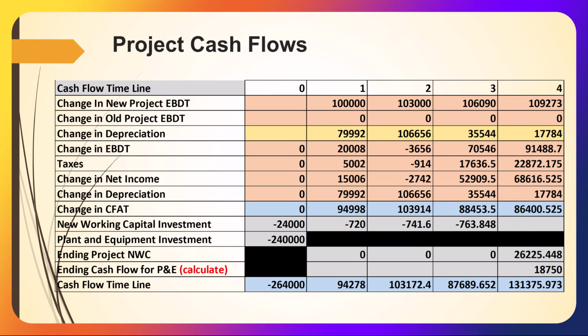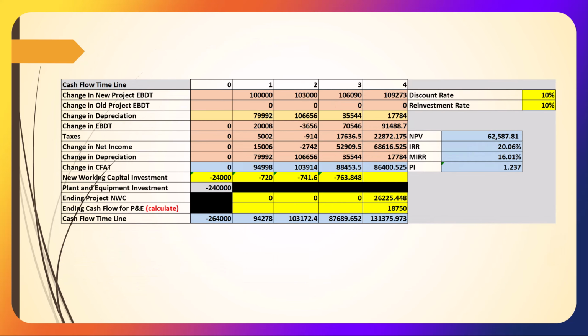Again, in total, here we see how everything flows together. Earnings before taxes, incorporate the change in depreciation. We're going to have to pay taxes. Determine ultimately the change in cash flow after taxes, incorporate our net working capital, the investment in plant and equipment, and ultimately, again, our final cash line. So what do we do with the cash line? What do we do with that timeline?